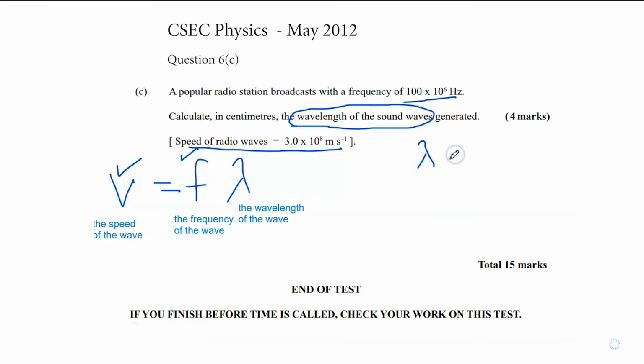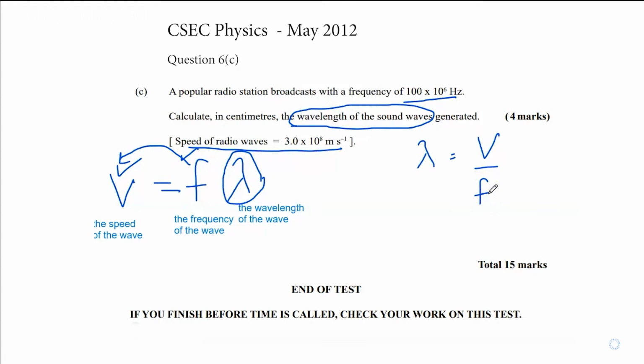In order to do this, we must actually manipulate this formula, right? So what we do to get lambda alone, we have to get rid of this frequency that's multiplied by it. So to get rid of the frequency, we must carry it to the other side of the equal sign. Since we are multiplying the frequency by the wavelength on the right hand side of the equal sign, if we carry it to the left hand side, this frequency now becomes a division. So now we are taking the speed of the wave v and dividing by the frequency of the wave.